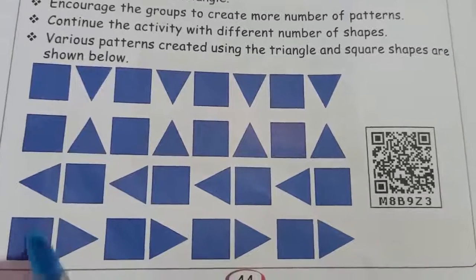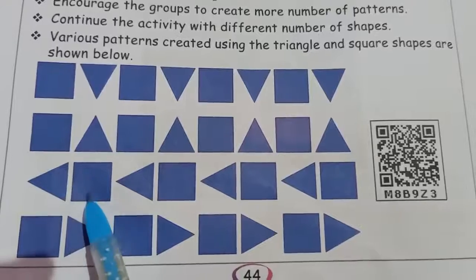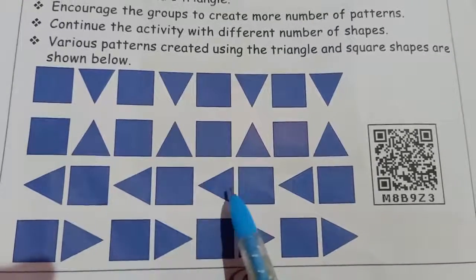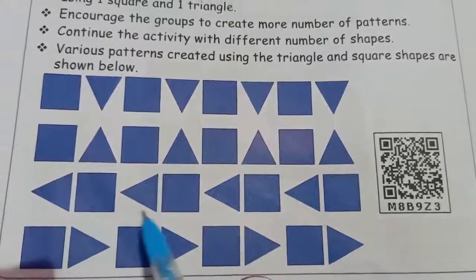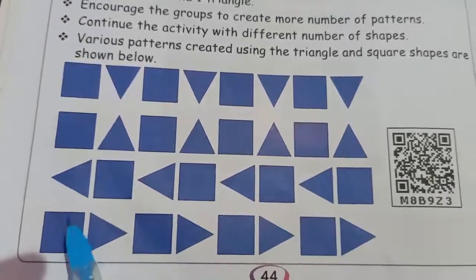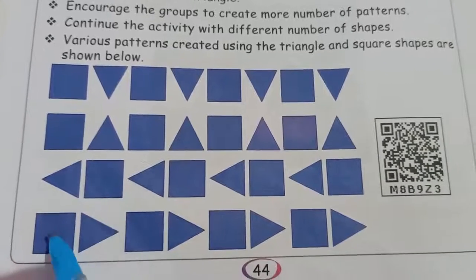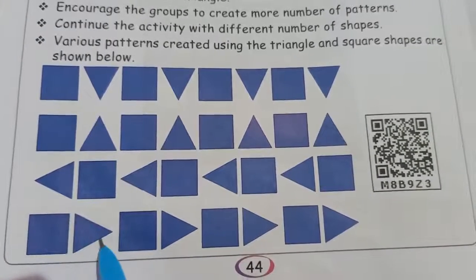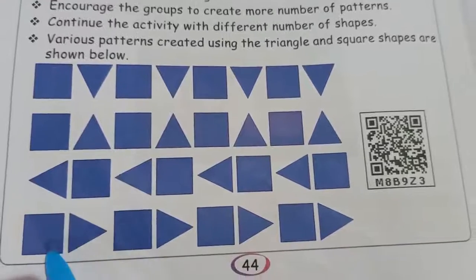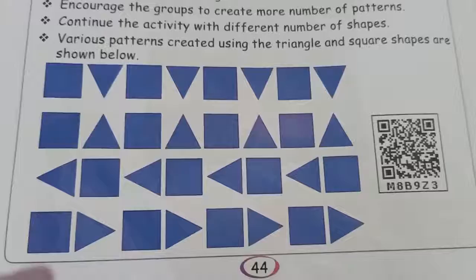And the third method is, what is this? See, what is this? Triangle and square. Triangle, square, triangle and square. So here also some order is followed. Okay, next one square. Here triangle first, square second. See here square first, triangle second. Okay, so square, triangle, square, triangle. So here also some pattern increasing.